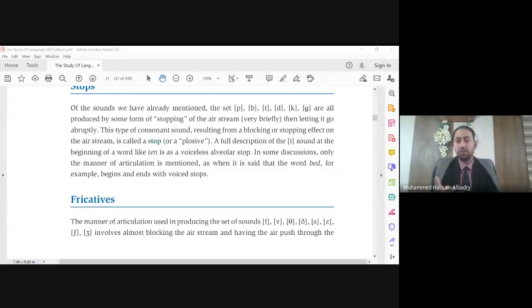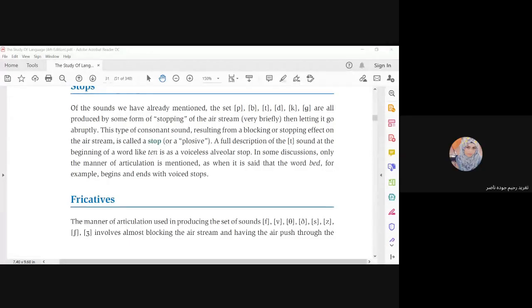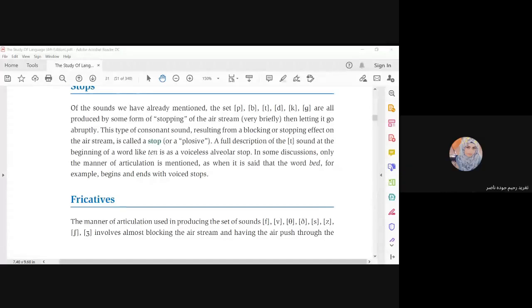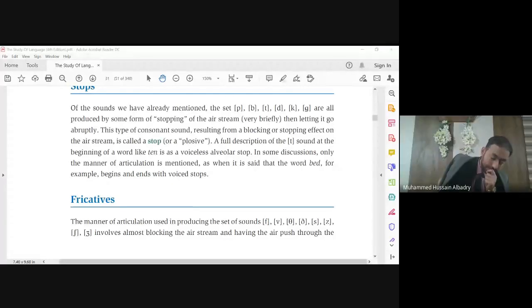Taghreed Rahim, you want to talk about this? You want to answer this question? Yes. A sound made by narrowing the air passage until the air is interfered with, causing friction. Like what sound? Yes, which sound?